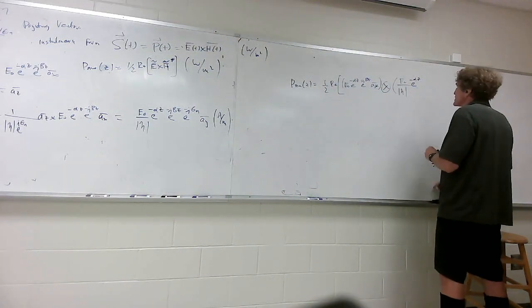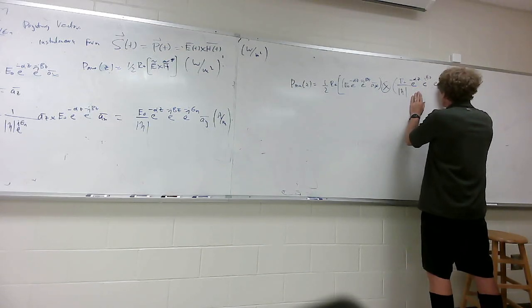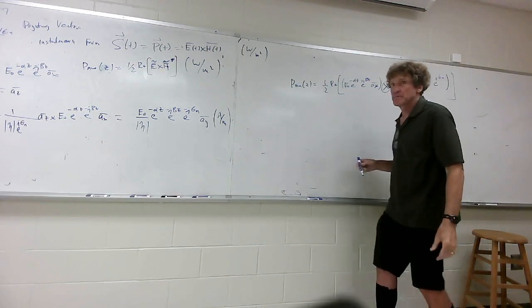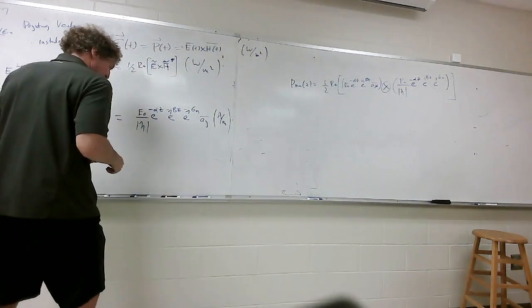So when I do it, I get what? E to the plus j beta z, right? And I need the real part of that. Can y'all follow me? I'm just throwing it all together and making sure I didn't drop anything.